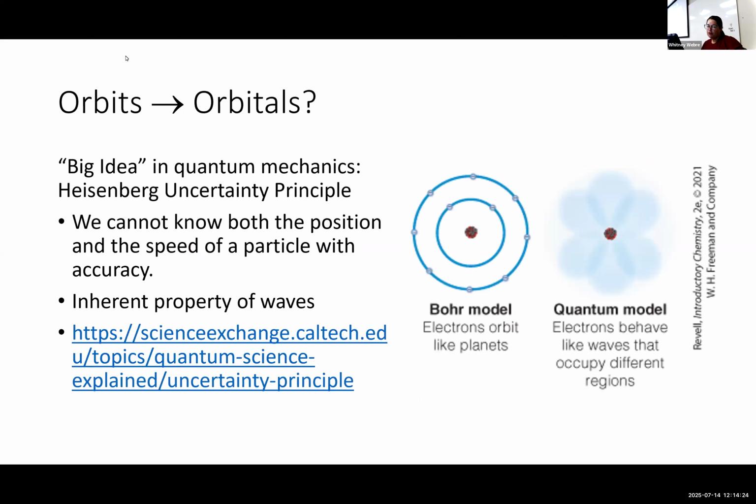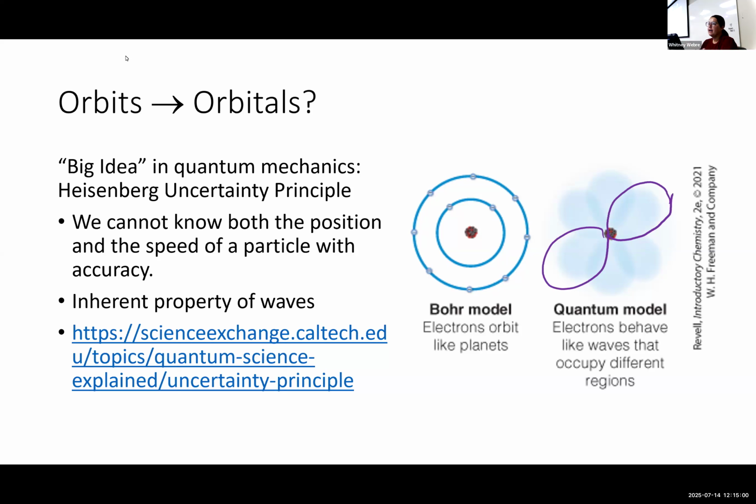Okay, so orbit versus orbitals. In the Bohr model, like I showed you before, he had those subshells based on the periodic table elements. And he could say, okay, the electron's here, and this subshell is here, and here, and here, and it's going to rotate around the nucleus like planets around the sun. It doesn't happen that way, but that was his theory. In the quantum model, electrons behave like waves that occupy different regions. So we might be able to estimate that a specific electron is in this part of the cloud, or maybe in this part of the cloud. It's more of an estimation, and we're refining where we think it's at.